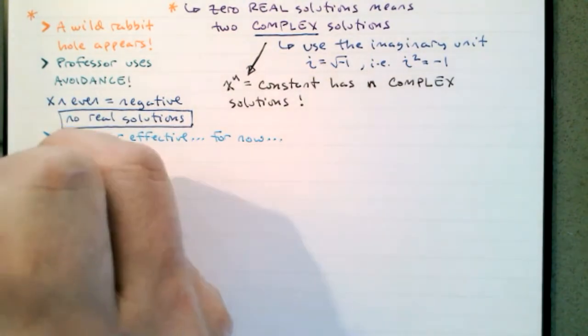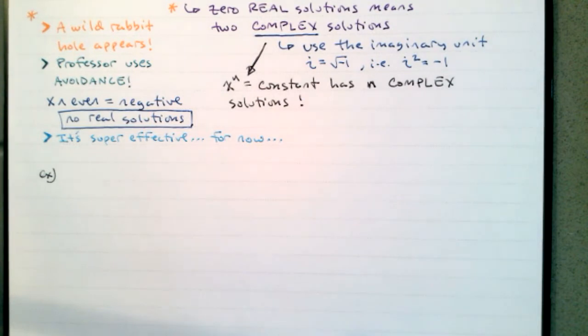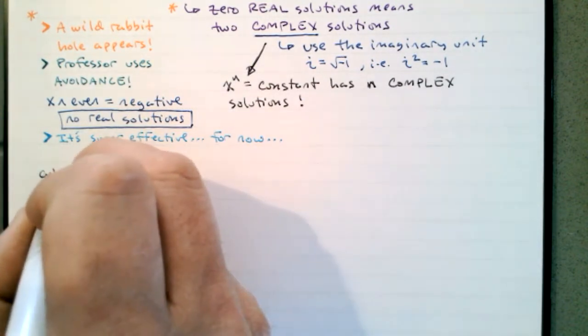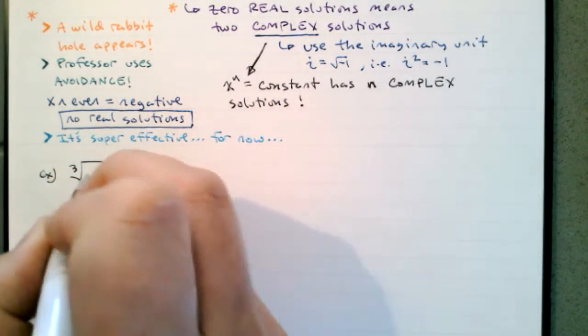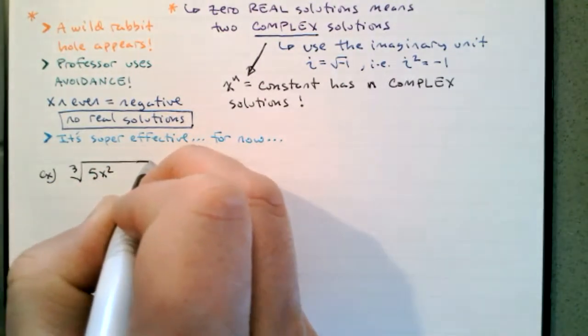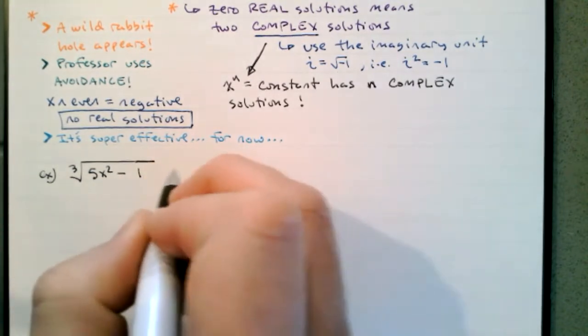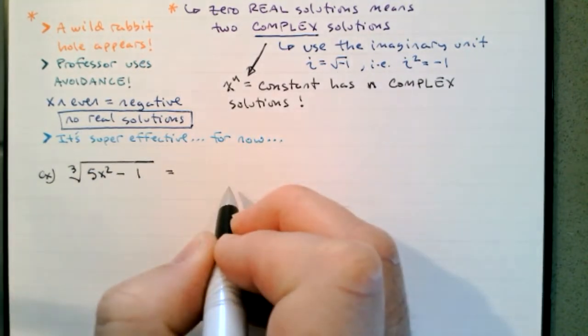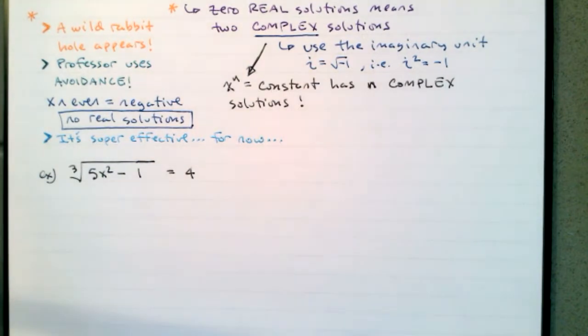So let's look at an example function. Let's suppose that we wanted to solve the cube root of 5x squared minus 1 is equal to 4. Took me that long to come up with a number.